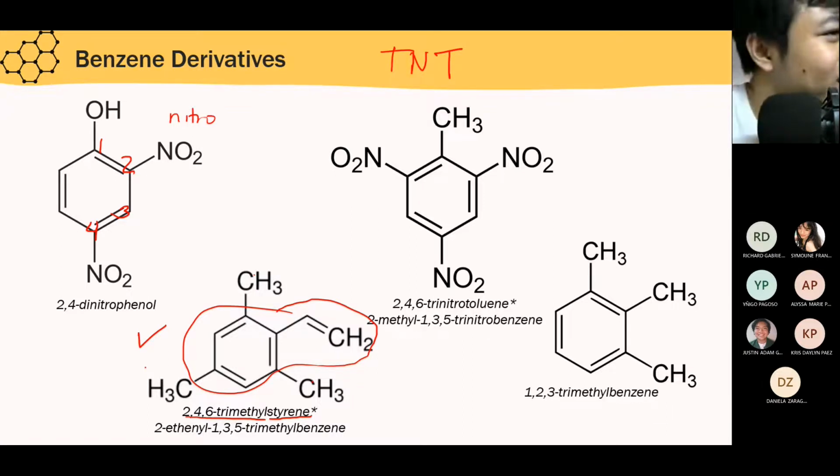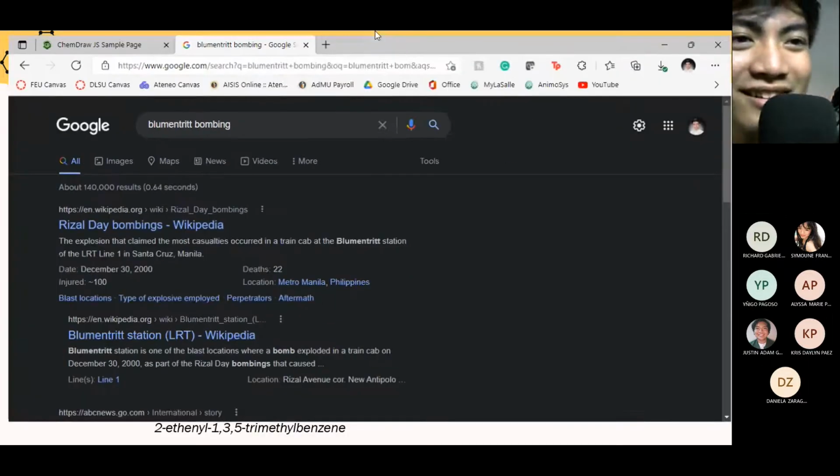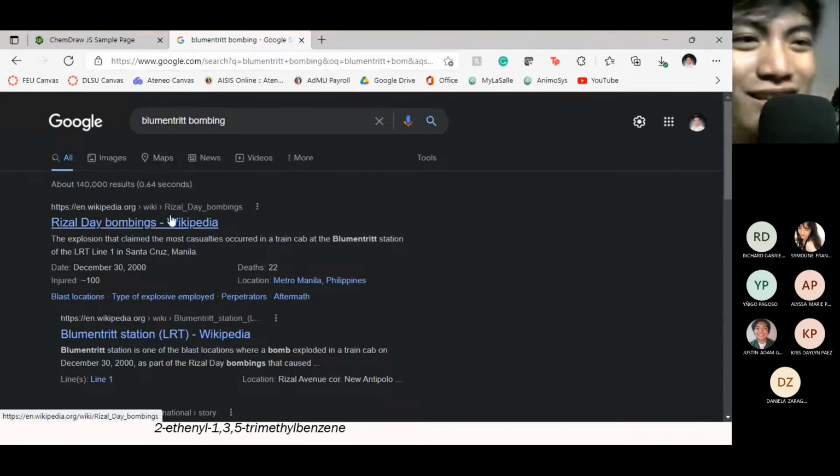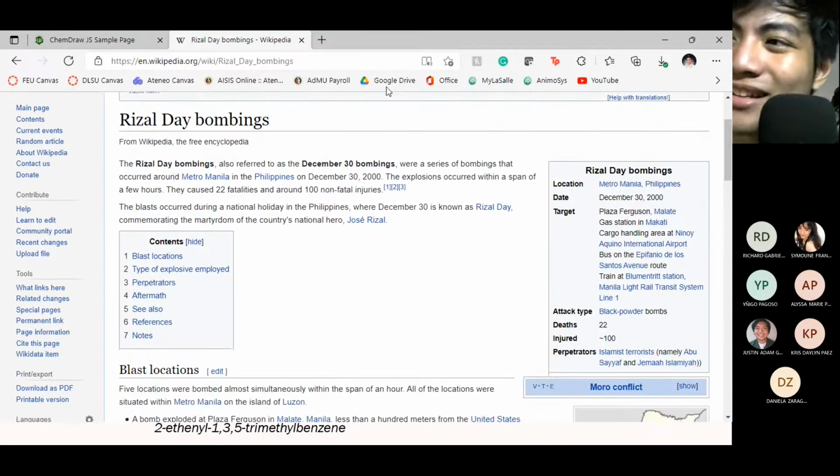Blumentritt bombing. Ayan, Rizal Day bombing. 2000 pala. 2000 pa pala to. Ang tanda ko na. Naalala ko siya kasi even I was 1 year old, 2 years old, nanonood ako ng TV. Wala akong friends eh. So, yan. So, ayan. 2000 pala to.